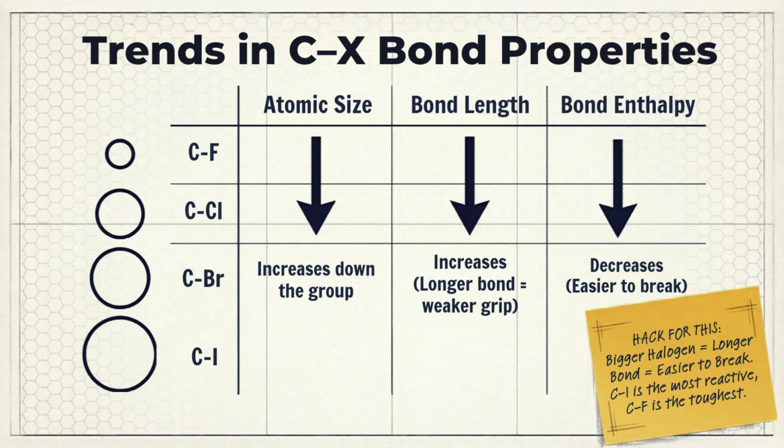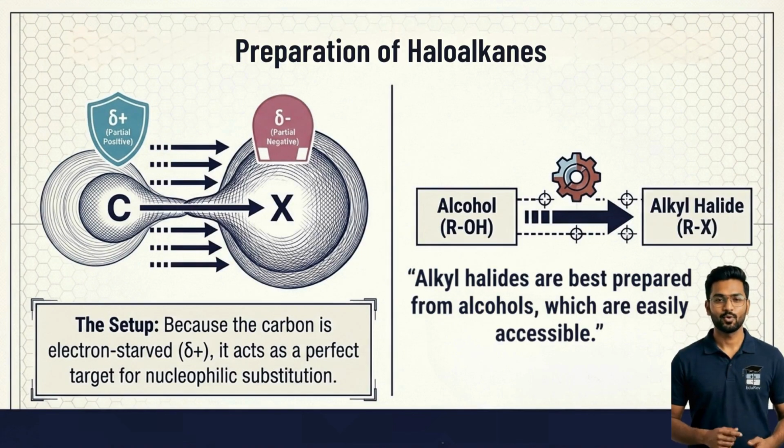Here's a trap you need to be aware of. Do not rely only on electronegativity when comparing dipole moments. Bond length matters too. The preparation logic starts from one simple observation. The carbon in haloalkanes is electron deficient, so it is a perfect target for nucleophilic substitution. That is why alcohols are such an important starting material. They are accessible and they convert efficiently into alkyl halides. This is the cleanest bridge from a common functional group to haloalkanes.